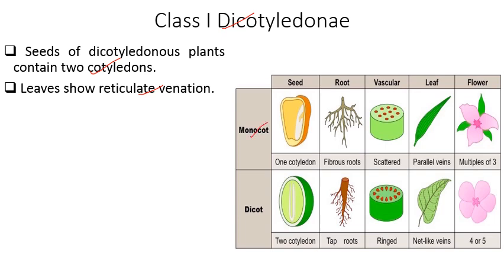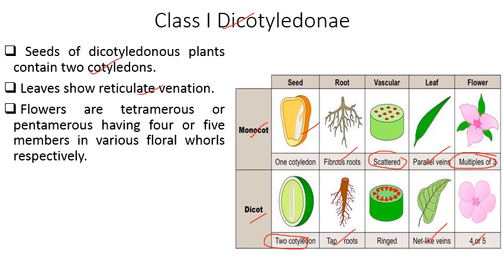While in monocot there is single cotyledon, roots mostly fibrous होती हैं, vascular bundles are scattered, और leaves में जो venation होती है that is parallel, और flowers होते हैं in the multiple of 3s. While in case of dicots we have 2 cotyledons and mainly there is taproot system. Vascular bundles का arrangement एक definite ring shape structure में होता है, that is ringed. Net like venation, that is reticulate venation, और जो petals होते हैं they are arranged, petal or sepal are arranged in 4 or 5 multiples. जो flowers होते हैं they are tetramerous or pentamerous, having 4 or 5 members in various floral whorls respectively.